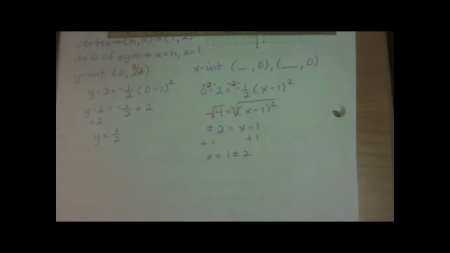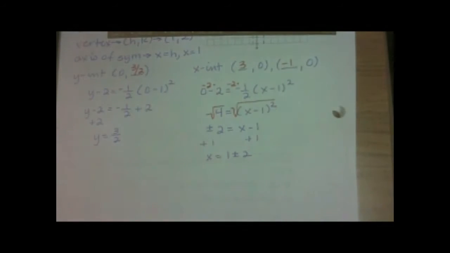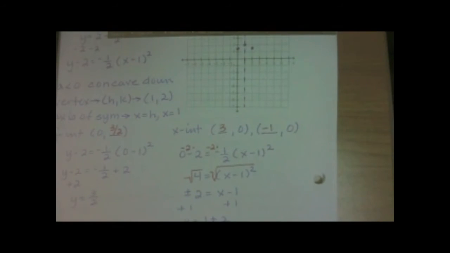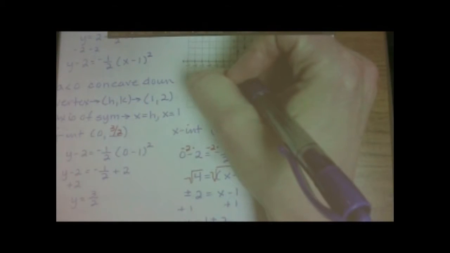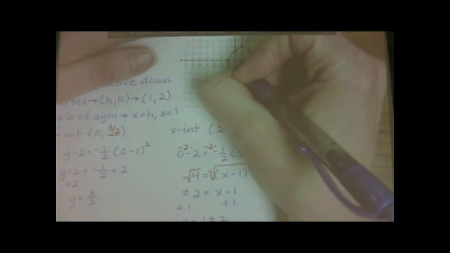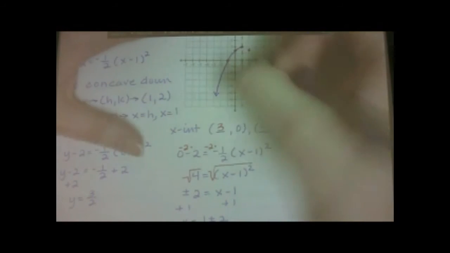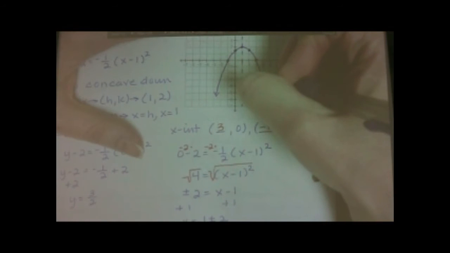Now 1 plus 2 will give me 3. 1 minus 2 gives me negative 1. So there are my x-intercepts, and I'm going to go ahead and graph those. So (3, 0) and (-1, 0). And now I have enough points plotted here where I can draw my parabola.